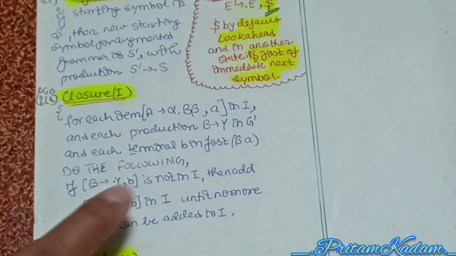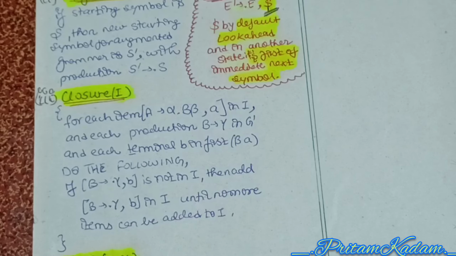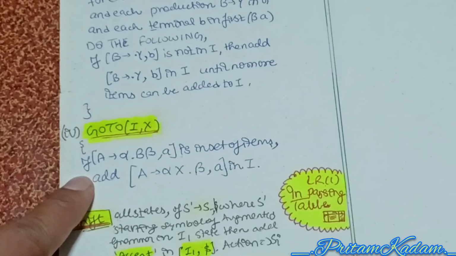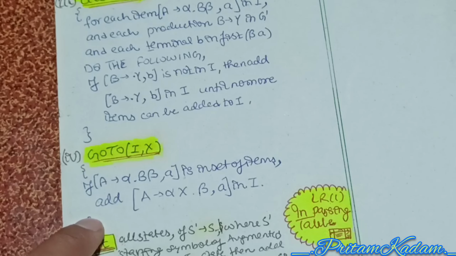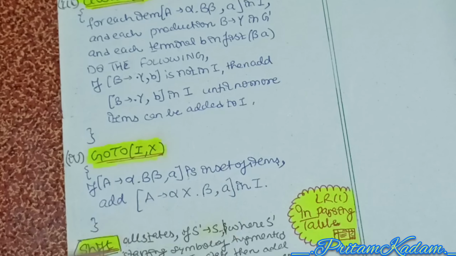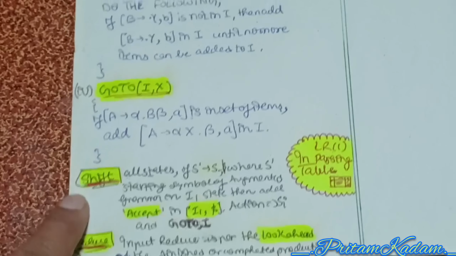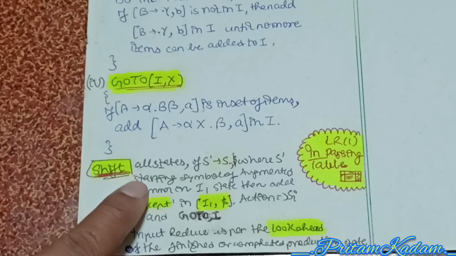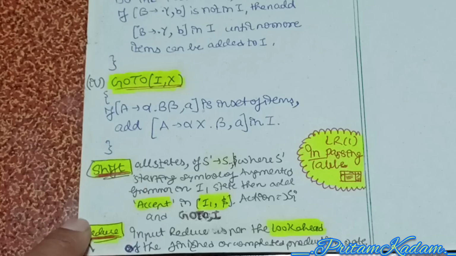We repeat this until no more items can be added to I. Now we proceed to goto, where we write what we get after advancing the dot. While filling the LR parsing table, we will have the shift for all the states, and we will have the accept action under the I1 dollar cell. And then for the reduce part, we just look at the lookahead and write R1, R2 inside the table. So let us proceed ahead.